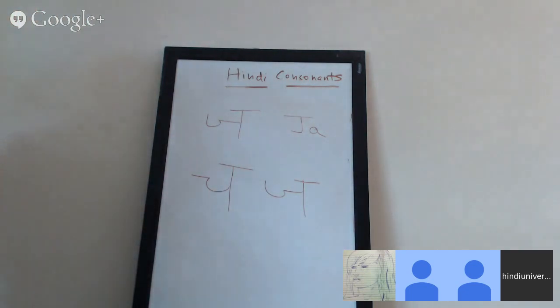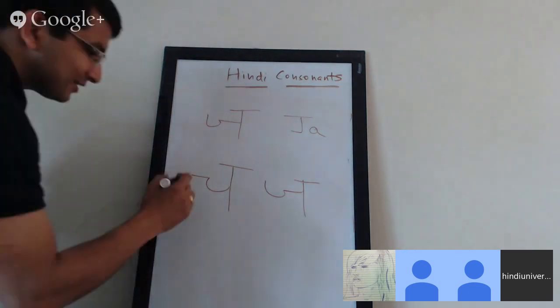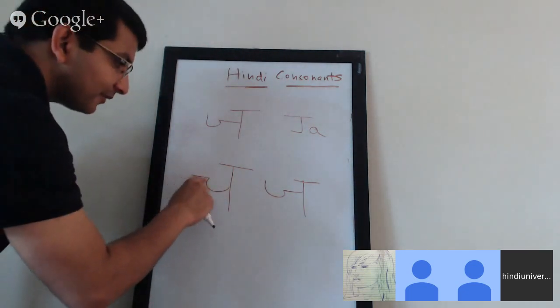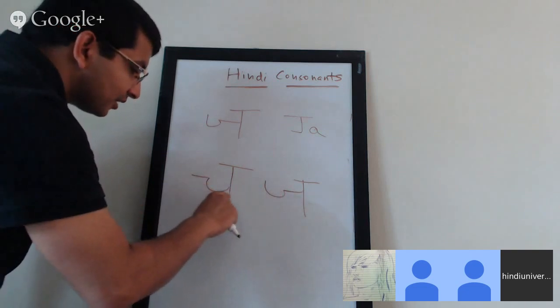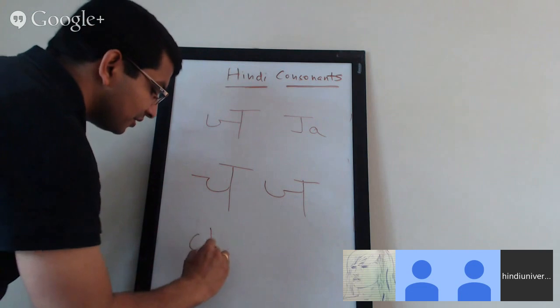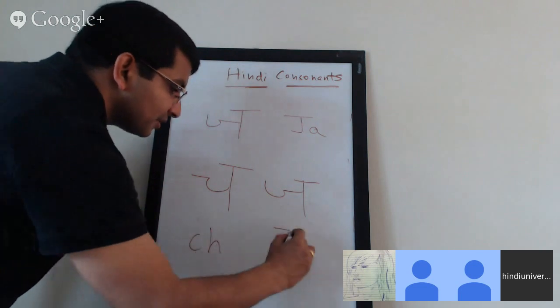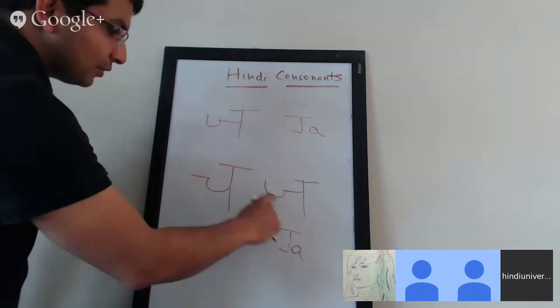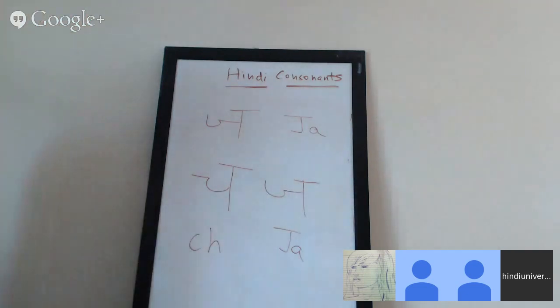So the distinction here is the vertical bar is coming first, and the hook is coming later on. Where in j, this is j, and this is j. In j, you have the hook coming first, and after that the vertical bar. So pay close attention when you are learning to write it.